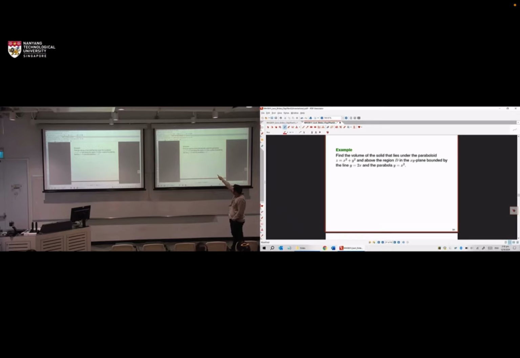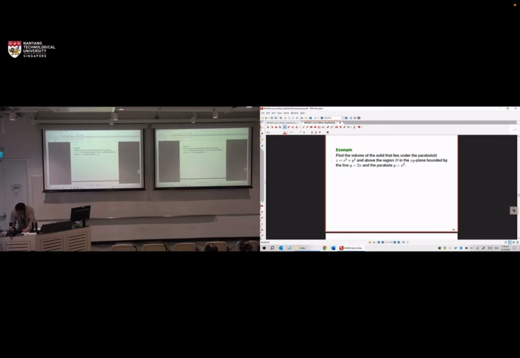Your job is to focus on the region. Find the volume of the solid that lies under the paraboloid z equal to x squared plus y squared. That is the height, that determines the height formula. And above the region D in the xy plane bounded by the line y equal to 2x and the parabola y equal to x squared. You go and solve first. This time round, if you don't solve, you cannot draw.